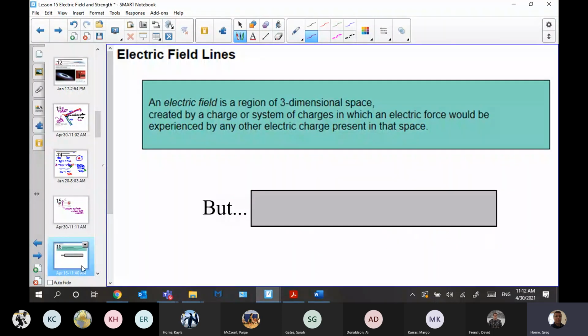All right, so electric field lines. An electric field, of course, is a region around a charge in which there would be an electric force on other charges, right?